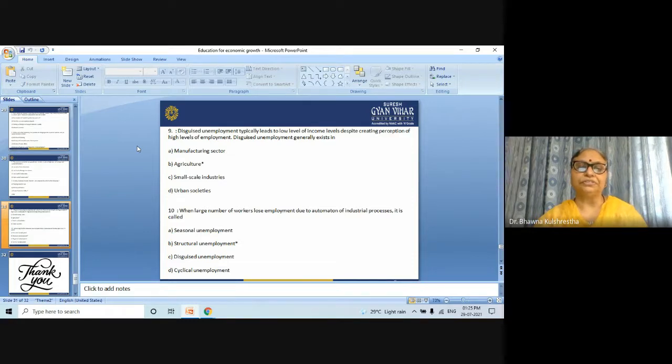And the next question is the last question of this topic. When a large number of workers lose employment due to automation of industrial processes, it is called seasonal unemployment, structural unemployment, disguised unemployment, or cyclical unemployment. The answer to this question is structural unemployment.